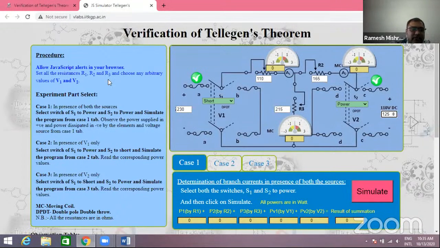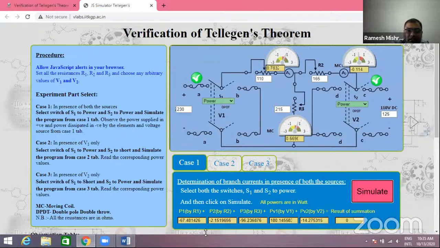First case: in the first case both switches are connected with the power. The first circuit is connected with the power, and the second voltage source is also connected over there. We can find out the values. How to find out these values? Simulate this. After the simulation, we can see here the power of the first resistance.